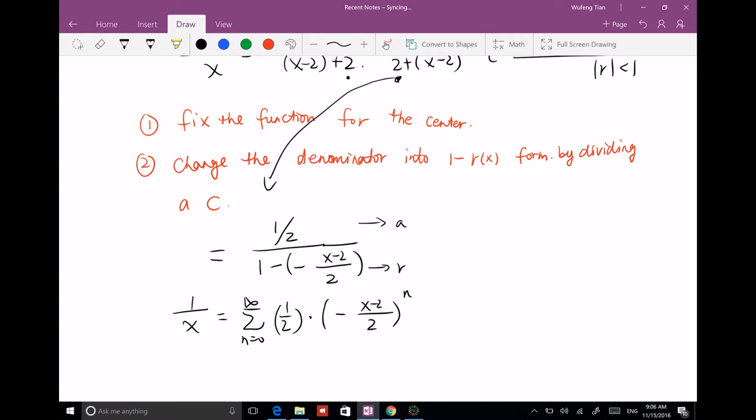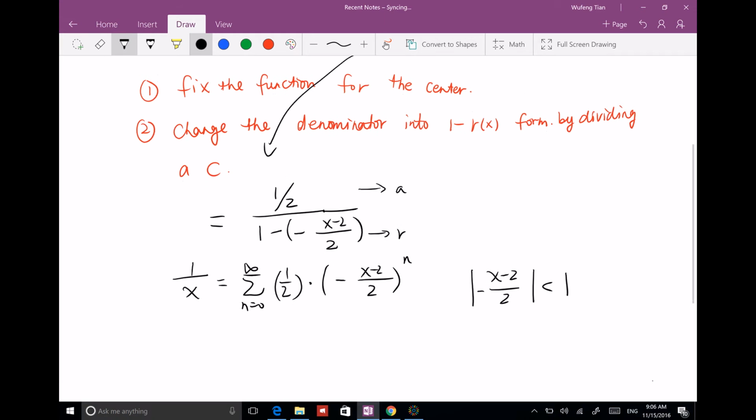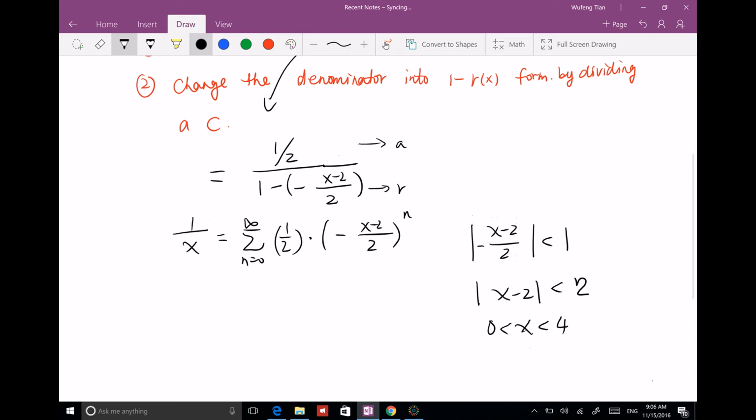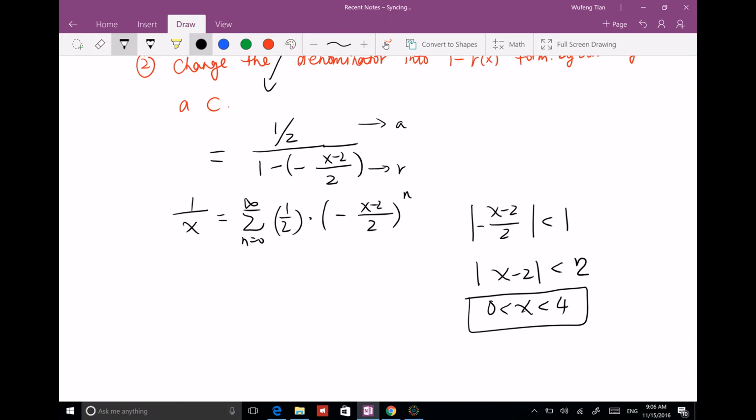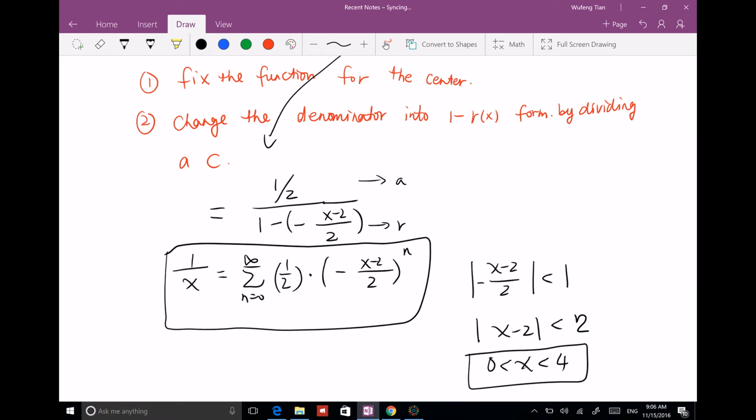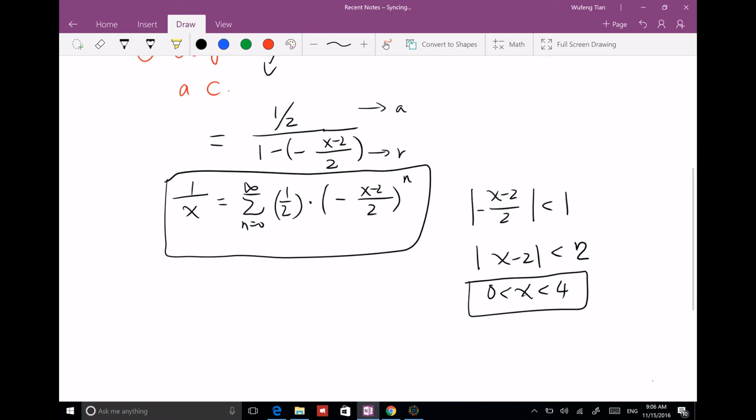Oh, I need to find out the radius. What I have is |x minus 2| over 2 less than 1. You get |x minus 2| less than 2, so x is less than 4 and bigger than 0. Okay, so this is the convergence radius. This is the power series. Okay, let's look at more examples.